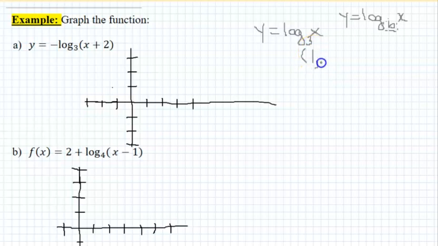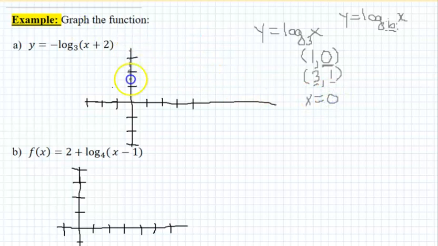If x is 1, then y will be 0, because 3 raised to the 0 power will give you 1. And if x is 3, then y is 1. Remember that the log function is always solving for the exponent. So it's always what power of 3 gives me whatever this x value is. What power of 3 is 1? The answer is 0. So the y coordinate here is representing the exponent. And what power of 3 is 3? That's the first power. And then a vertical asymptote at x equals 0.